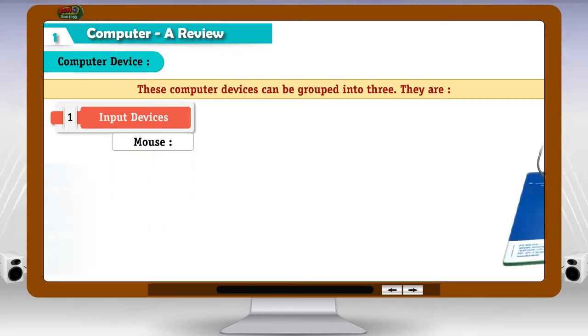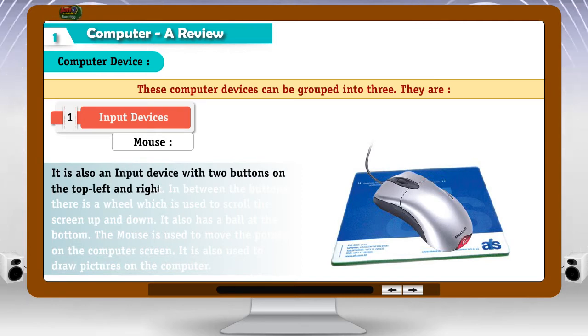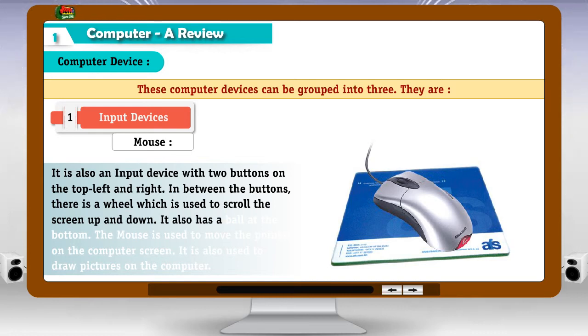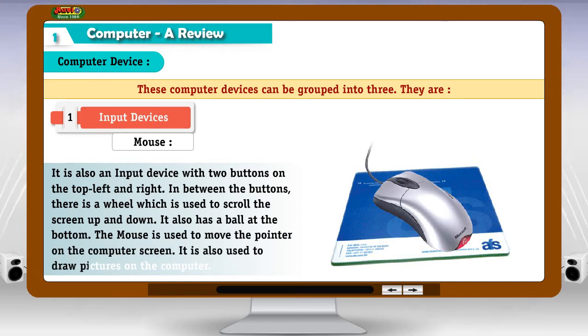Mouse. It is also an input device with two buttons on the top left and right. In between the buttons, there is a wheel which is used to scroll the screen up and down. It also has a ball at the bottom. The mouse is used to move the pointer on the computer screen. It is also used to draw pictures on the computer.